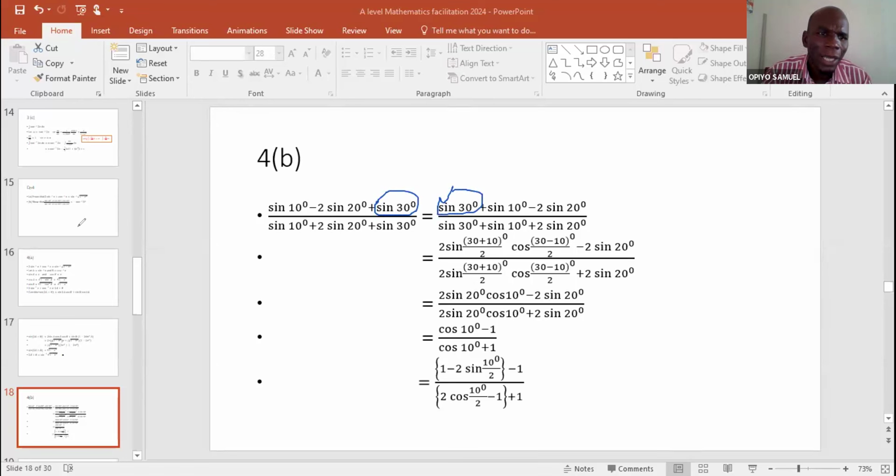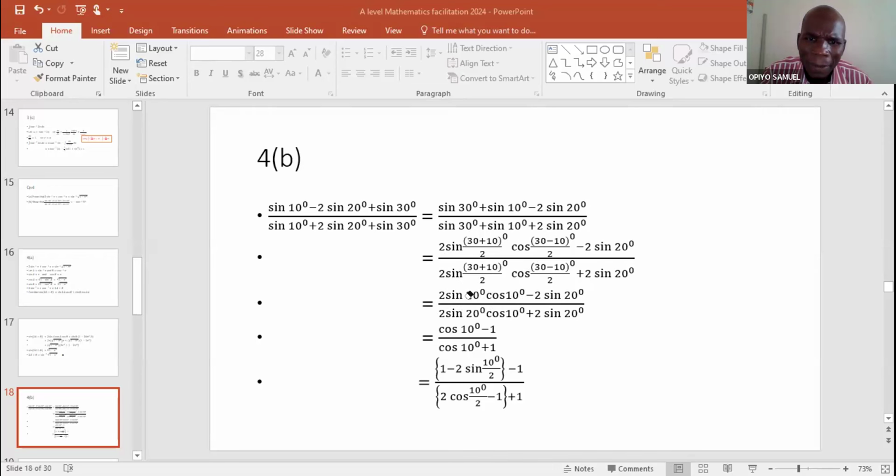So when you do that, you apply the factor formula for sine plus sine, and the factor formula is 2 sine cos. So that's why we have here 2 sine of (30 plus 10) over 2, cos of (30 minus 10) over 2. Then this part is there. When we simplify this, and you also do the same down, we get 2 sine 20 cos 10 minus 2 sine 20. Down here is the same.